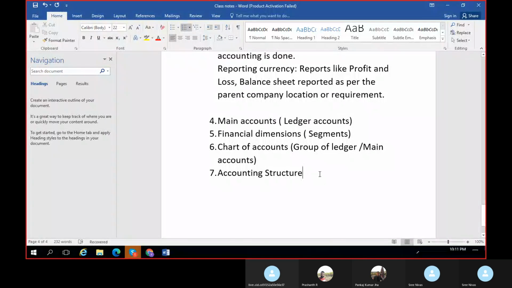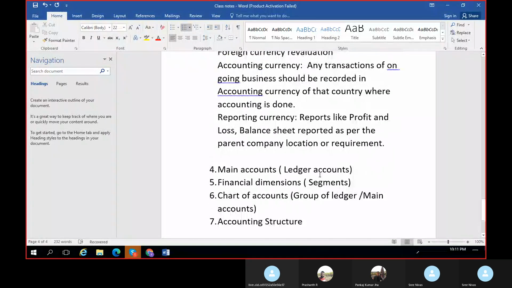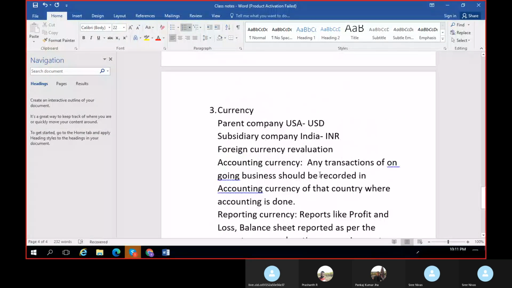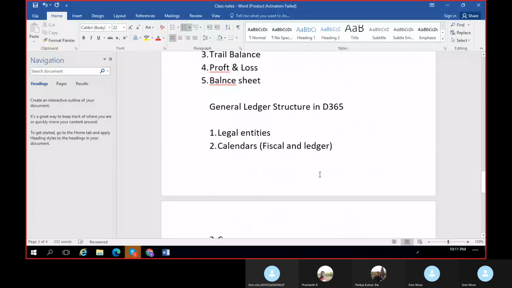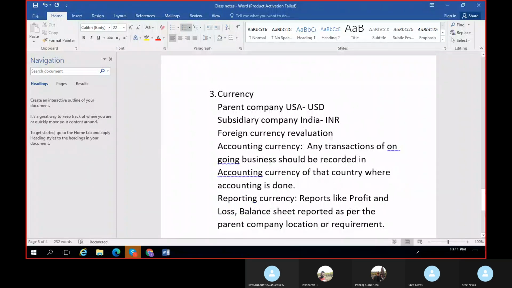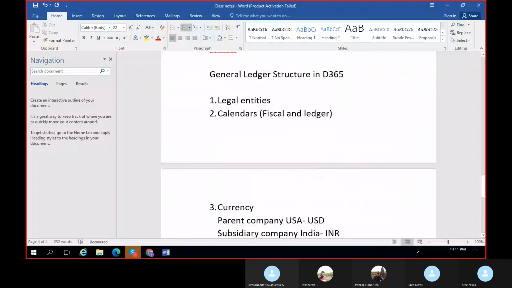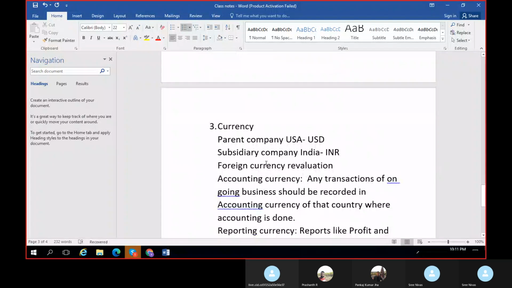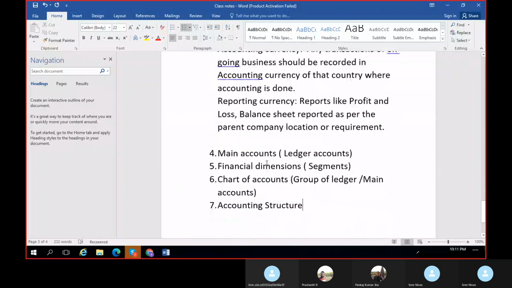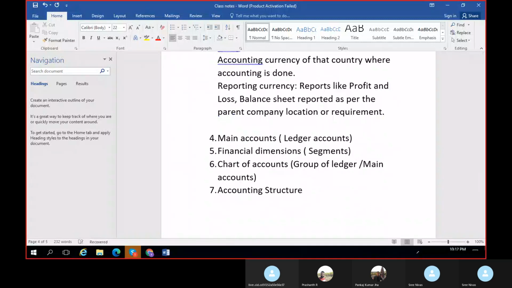You just need to remember, you'll have to demonstrate to the client saying that yes, you can configure all these topics like legal entities, calendars, currency. Then the client will understand, yes, this is how we can get all the reports or anything related to GL. So once you are done with all these things, then the requirement will come.